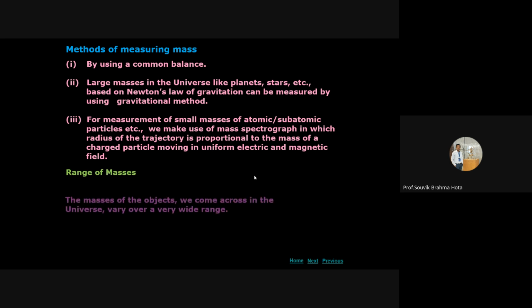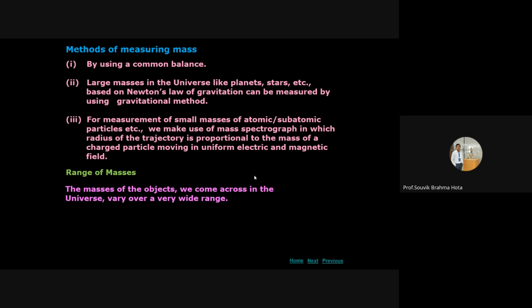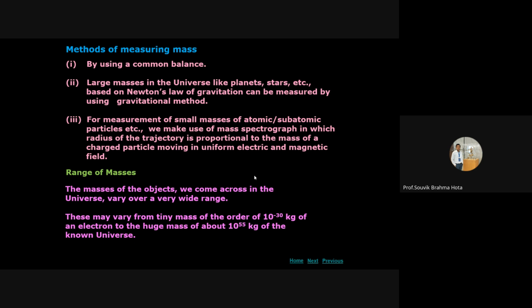Then range of masses. The masses of the objects we come across in the universe vary over a very wide range, like in length also, we see from a very small value to a very big value. Here also the range of masses is in the order of 10 to the power minus 30 kg, that is of an electron, to a huge mass of about 10 to the power 55 kg, that is known for the universe.